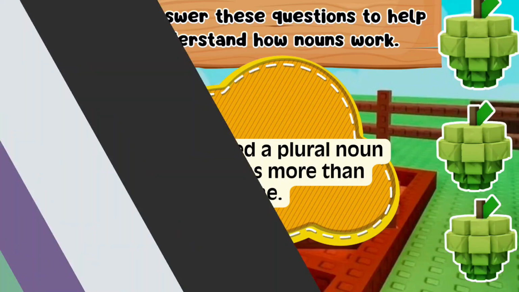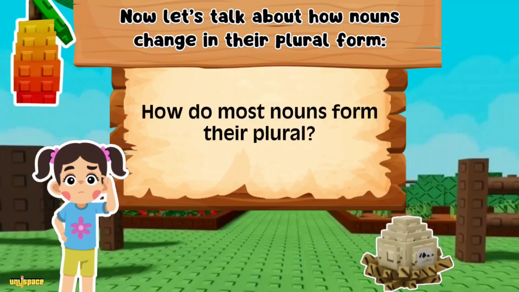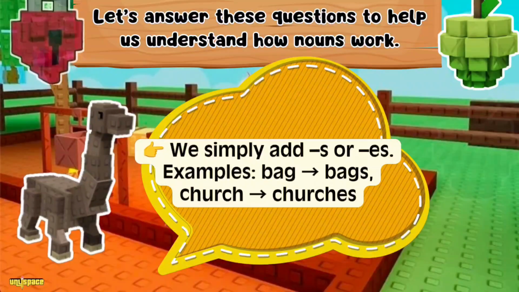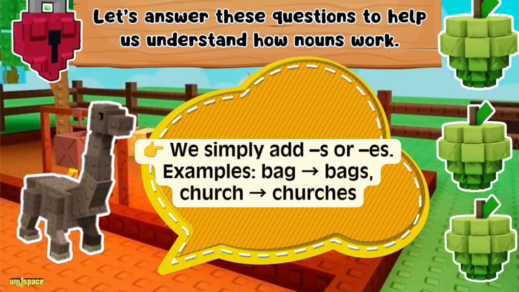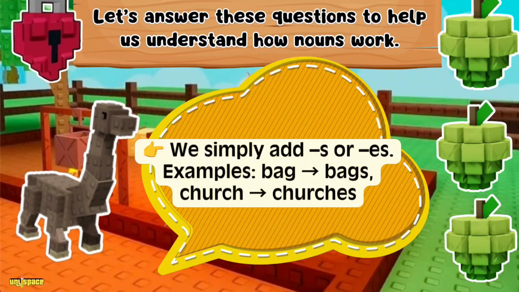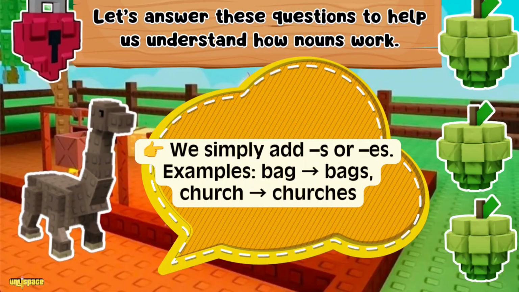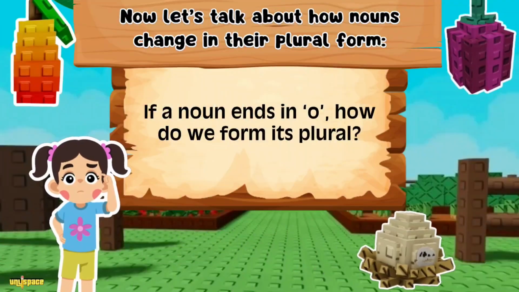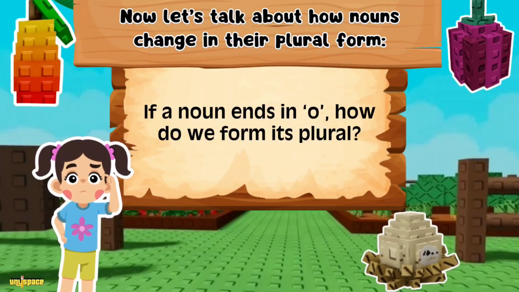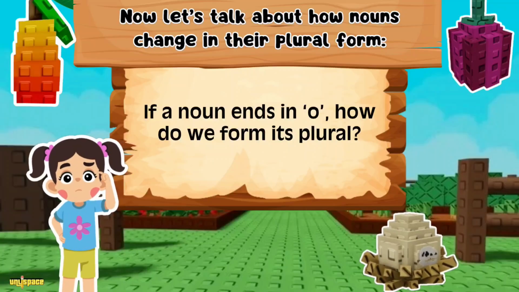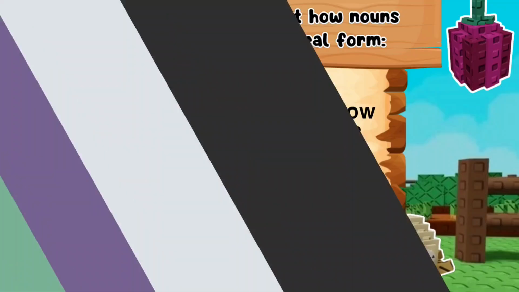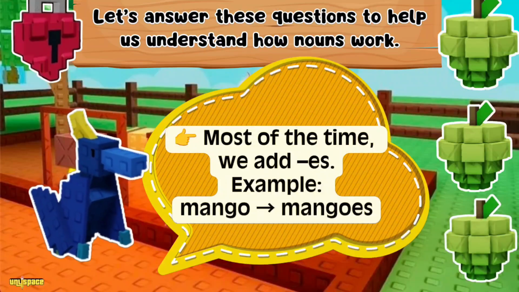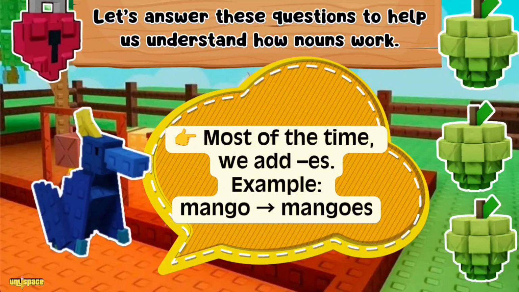Now, let's talk about how nouns change in their plural form. How do most nouns form their plural? We simply add S or ES. Examples, bag, bags, church, churches. If a noun ends in O, how do we form its plural? Most of the time, we add ES. Example, mango, mangoes.